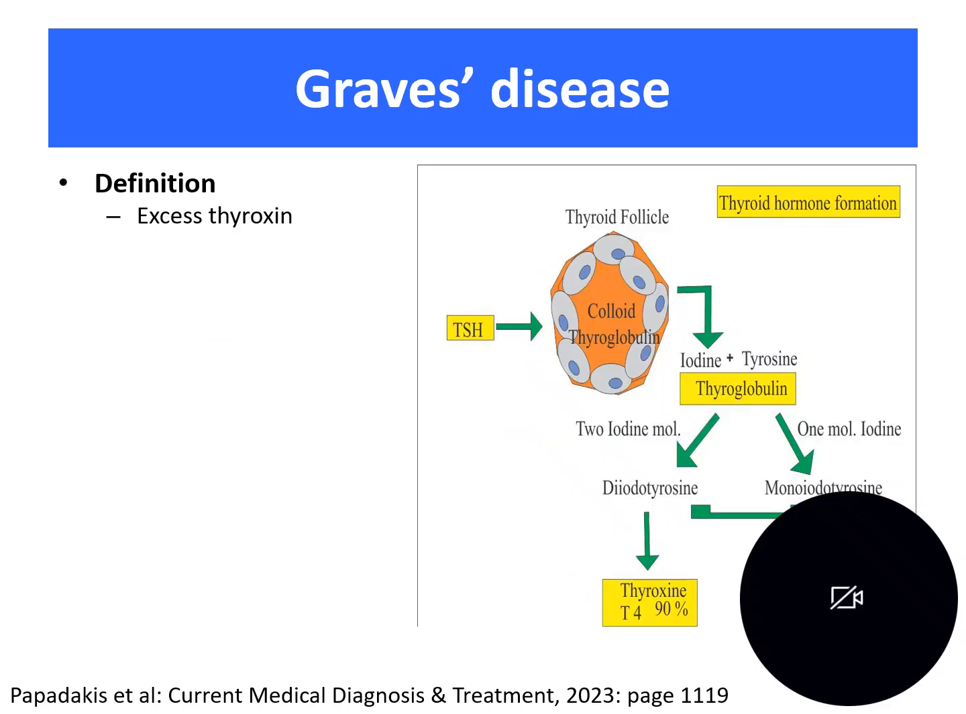The opposite of hypothyroidism is hyperthyroidism, and the most common cause of hyperthyroidism is Graves' disease. Graves' disease is a peculiar variety of thyroid dysfunction in which there's going to be excess thyroxine being produced by the affected thyroid gland.